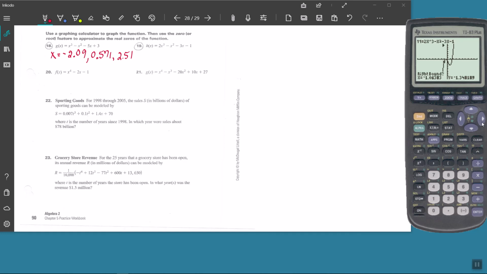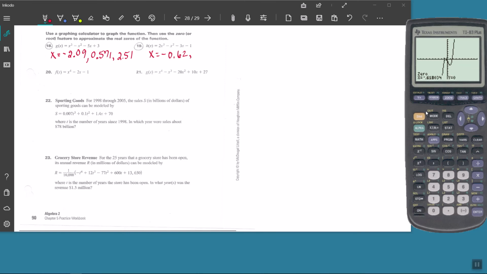Left bound, and then go up and over just a bit, right bound, and then I'm going to come back over. And this is really challenging because it's so close to the x-axis. So I'm ending up with a 0 of negative 0.62. We could round that. So make sure you write that down.